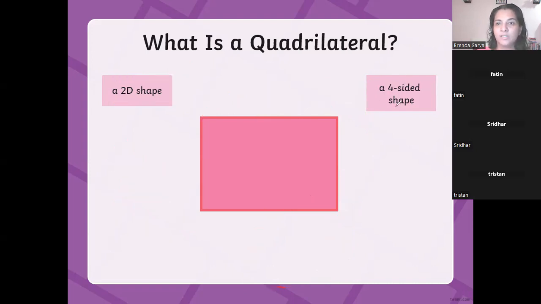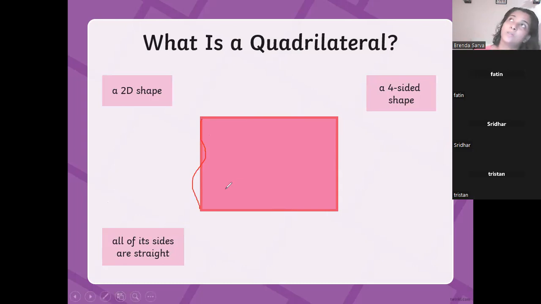Okay, it's a 4-sided shape. You can see it's 4-sided. Nothing great about that. So what else? All of its sides are straight. Of course, you cannot have a shape like this. You don't even call it a shape. Suddenly the third side is crooked like this. That's not a quadrilateral. It's considered an irregular polygon. It's not regular. All right, let's move on.